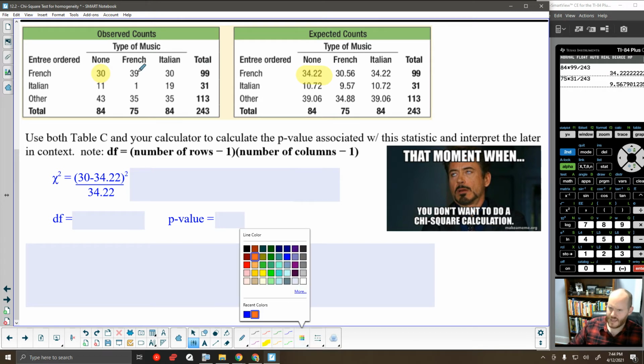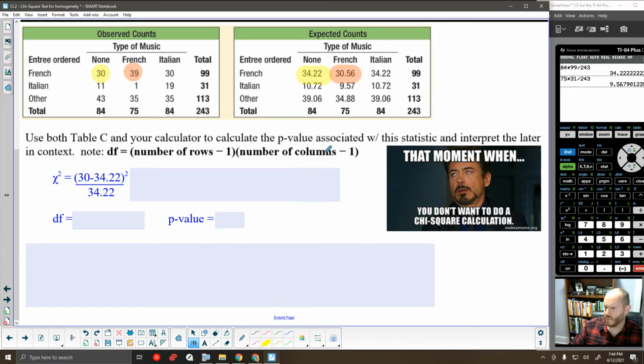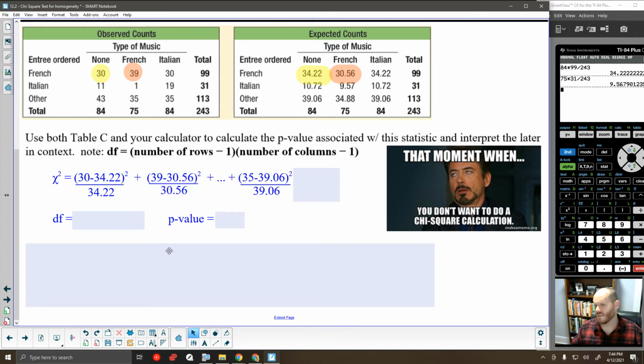So I'll look next at 39 and its corresponding value, 30.56. Take that difference, square it, divided by the expected. And I'll keep doing that for every single one of these, all the way until I get to 35 and 39. And if I do that computation, it's very tedious. You have to go through each one of them by hand in the calculator, computing them to get the sum. And if you do that in this case, you should get 18.279. This is why Tony Stark really hates the chi-square test, because it is super tedious and computationally belabored.